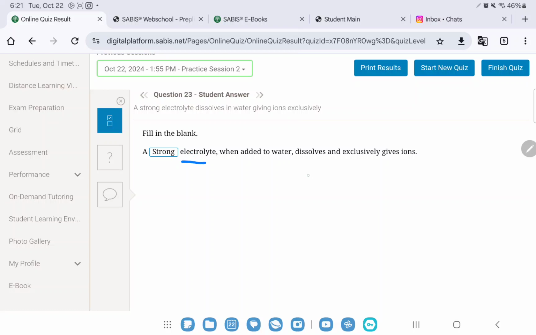Okay, these two questions. When you see electrolyte and you see dissolves and exclusively gives ions, it's strong. Always. But the next one, when you see dissolves and dissociates to a limited extent, it means it's weak.